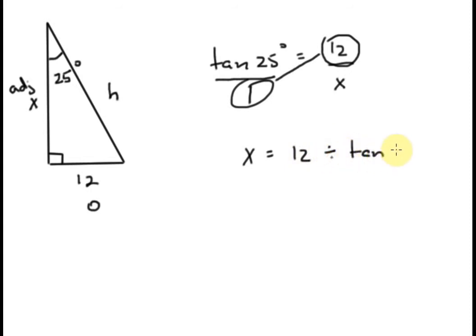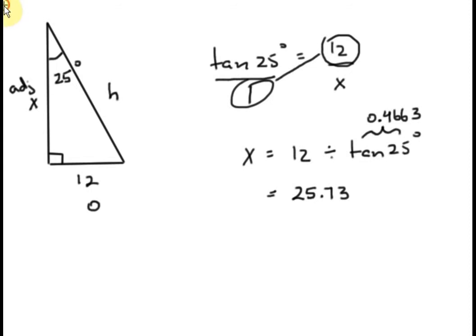12 divided by tangent of 25 degrees. And of course, tangent of 25 degrees is a number we look up on the calculator. It's actually, if you just want to know, about 0.4663 approximately. Anyway, when we run this through in the calculator, you should get 25.73 as your answer. Okay, we got time for one last example.